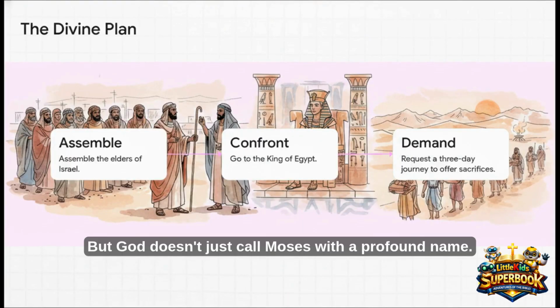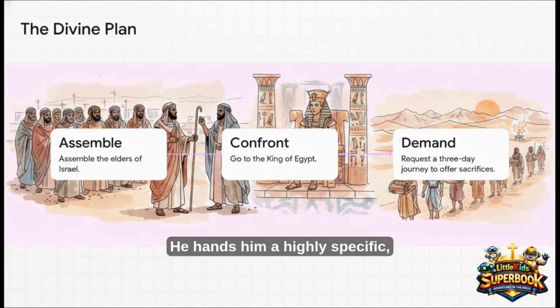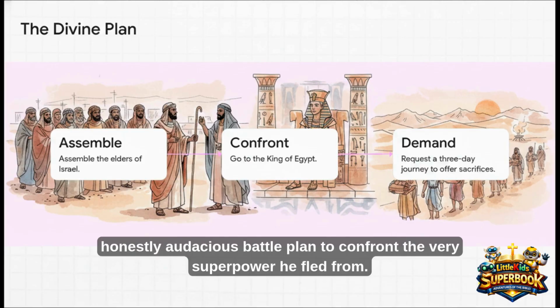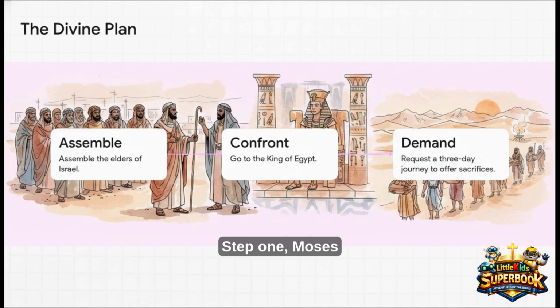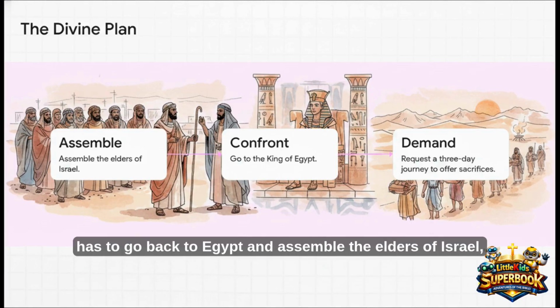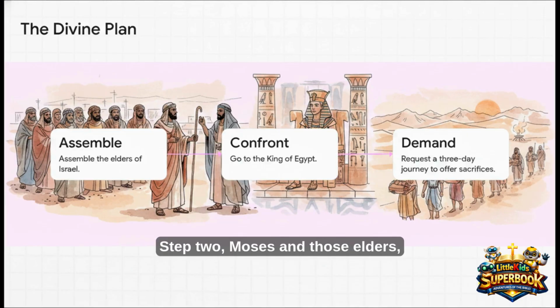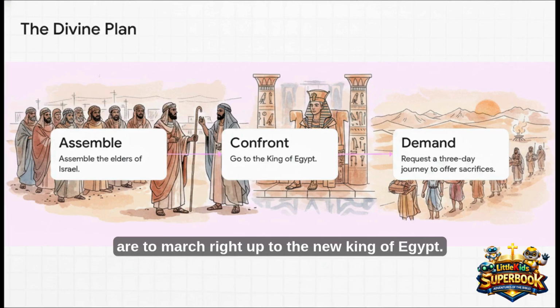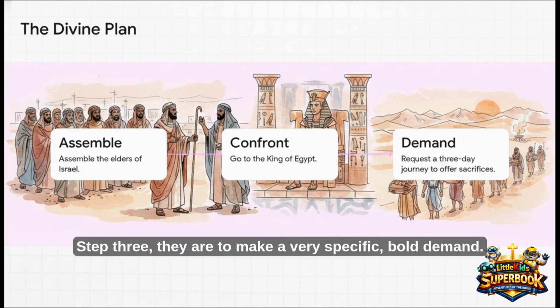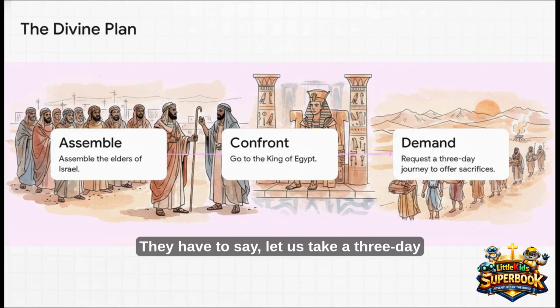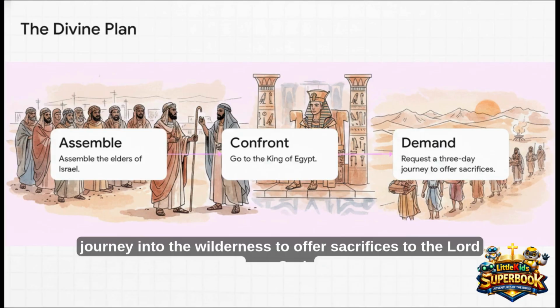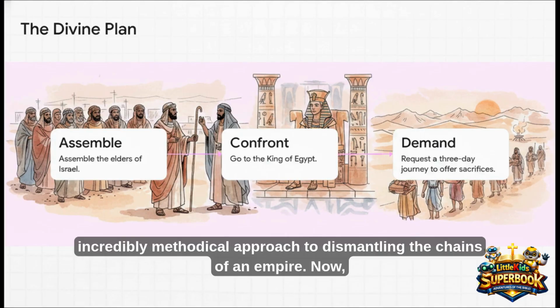But God doesn't just call Moses with a profound name. He hands him a highly specific, honestly audacious battle plan to confront the very superpower he fled from. Step 1. Moses has to go back to Egypt and assemble the elders of Israel, explaining that the God of their fathers has seen their misery. Step 2, Moses and those elders are to march right up to the new king of Egypt. Step 3, they're to make a very specific, bold demand. They have to say, let us take a 3-day journey into the wilderness to offer sacrifices to the Lord our God. It's a structured, incredibly methodical approach to dismantling the chains of an empire.